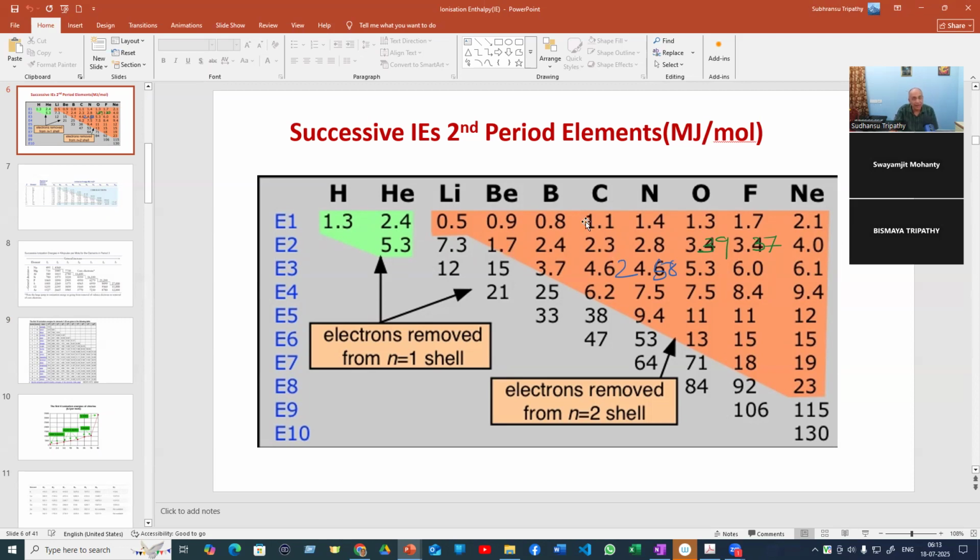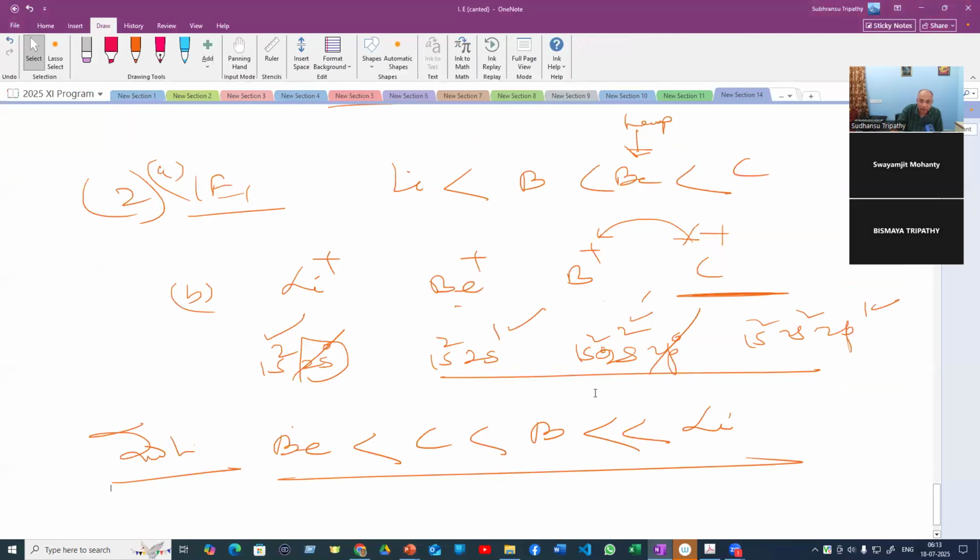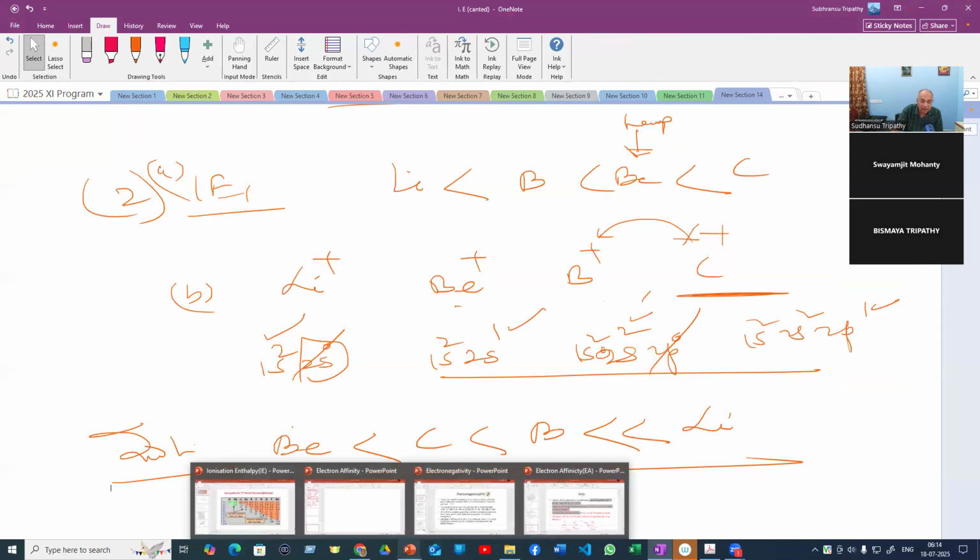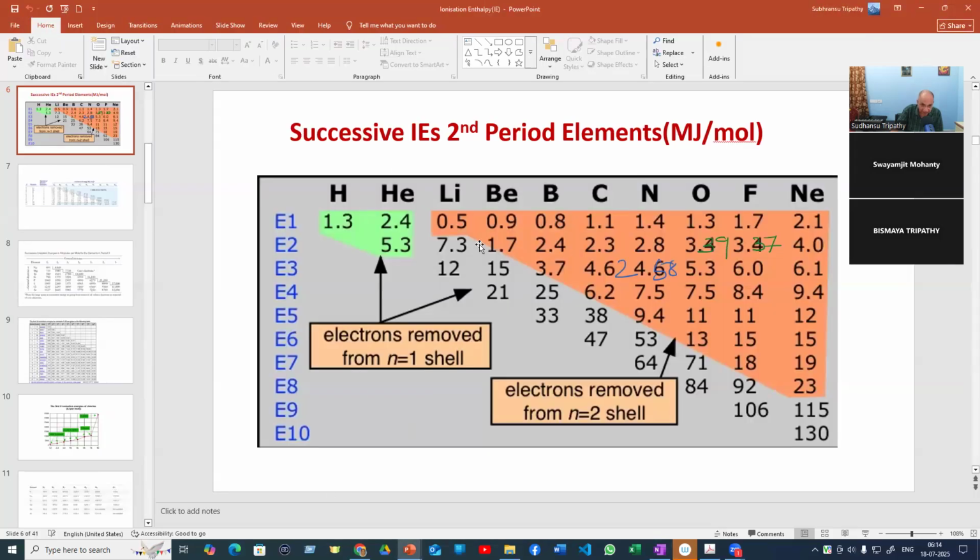Then boron 2.4, because boron is sitting on a hump. Boron is sitting on a hump. Carbon is falling lower than that. Then finally lithium comes with 7.3.